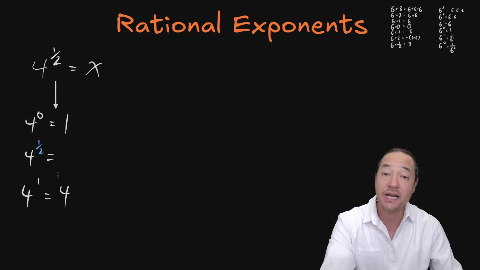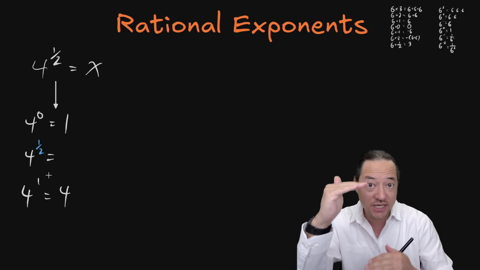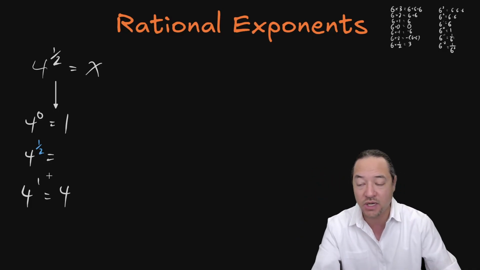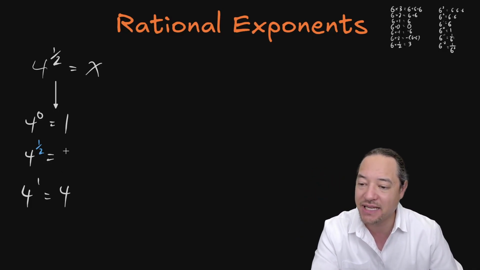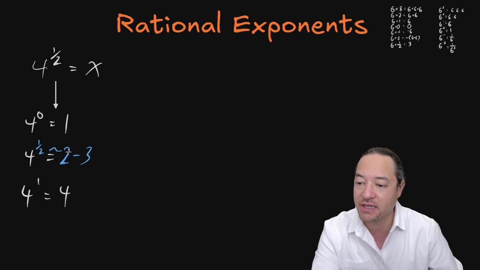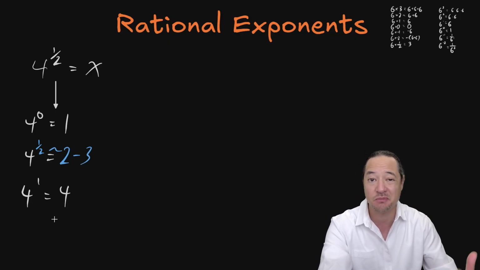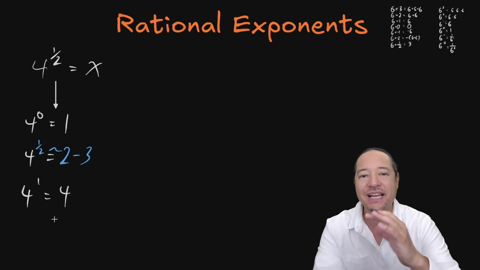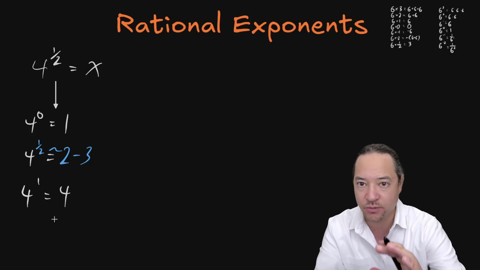So 4 to the 1/2 power is sort of halfway between 4 to the 0 and 4 to the 1. So we might estimate this is maybe 2 or maybe 2 to 3, something like that, right? We can estimate what this must be. But how do we actually calculate? How do we actually find what this is going to be?